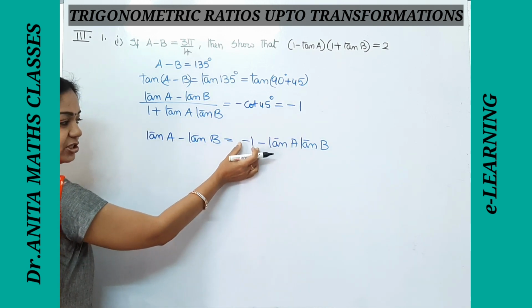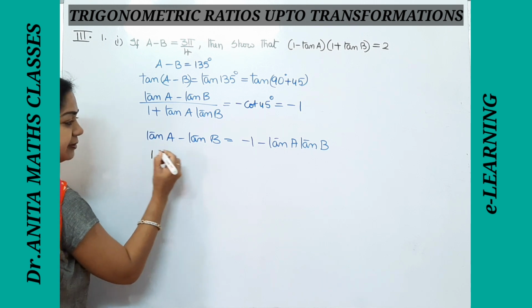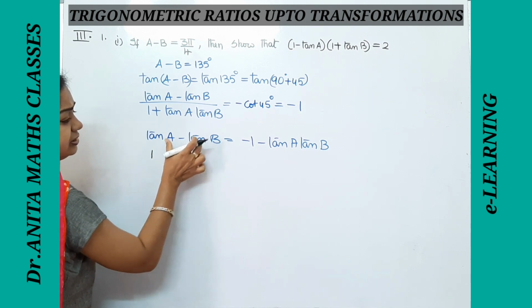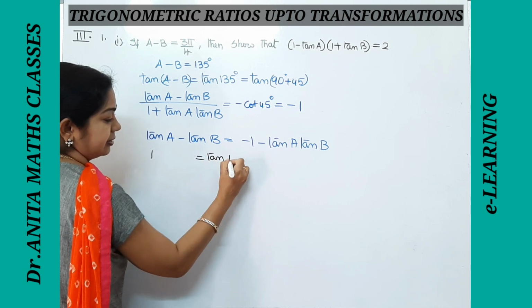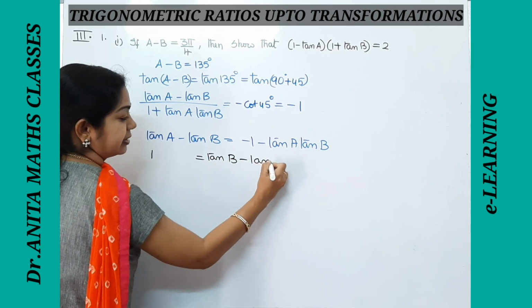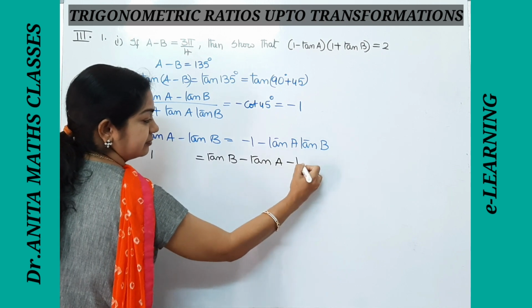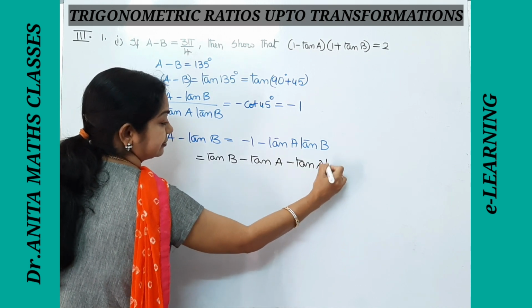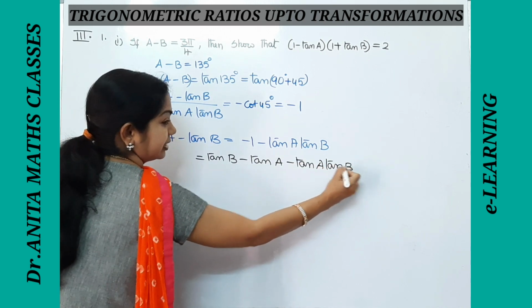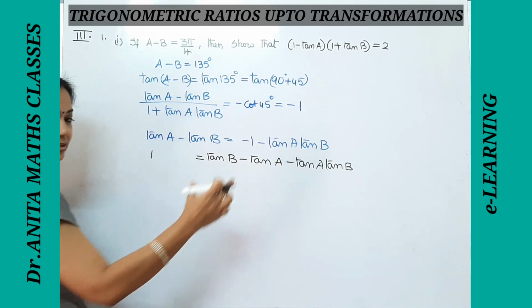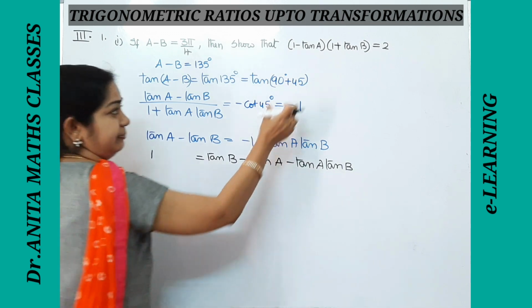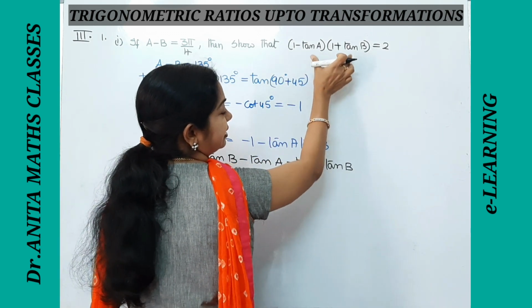So the signs will be changed. Minus 1 to this side is 1, and these 2 to the other side you get. So that means tan b you get, minus tan a you get, again this one will be as it is, tan a tan b. So what I did, simply I've shifted this minus 1 to the other side and these to the other side. Now depending on the question, we have to bring the answer.